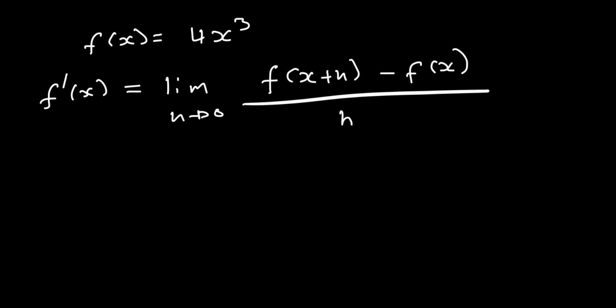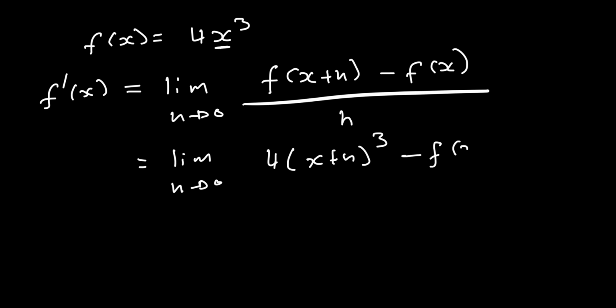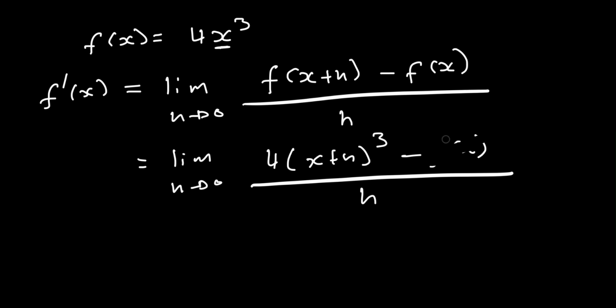So remember, when you see x, you're going to replace it with x plus h. So you have to keep on writing the limit as h approaches 0. Now f of x plus h is going to be 4 into x plus h cubed, minus f of x, all divided by h. But now you can't write just f of x, because you know what f of x is. Remember, f of x is 4x cubed.